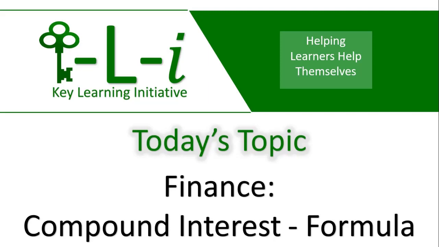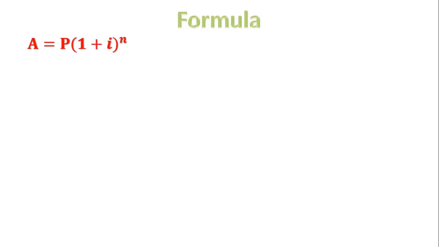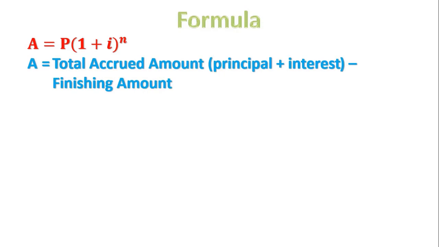But let's get going with today's topic. So our formula that we're going to be using is A equals P(1 plus i) all to the power of n, and that is my compound interest formula. But let's look at what the letters actually mean. So my A is the total accrued amount, the principal plus the interest, or it's the finishing amount. After you've done everything, that's what it equals.